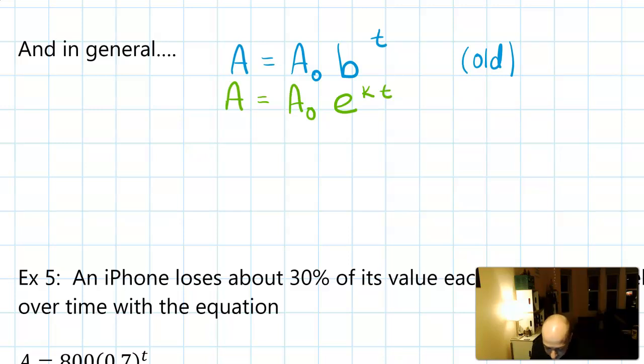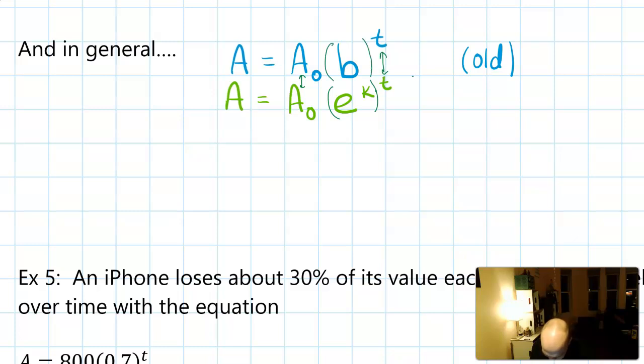Well, look at the parallel structure. A naught is A naught. T is T. The fact that this is multiplied here doesn't really change anything. You could also think about this as being raised to the t, because that's one of our little rules of exponents, right? We don't usually write it that way because it's not convenient. But we could think about this as e to the k to the t. So the t is in the same spot. The a naught is in the same spot.